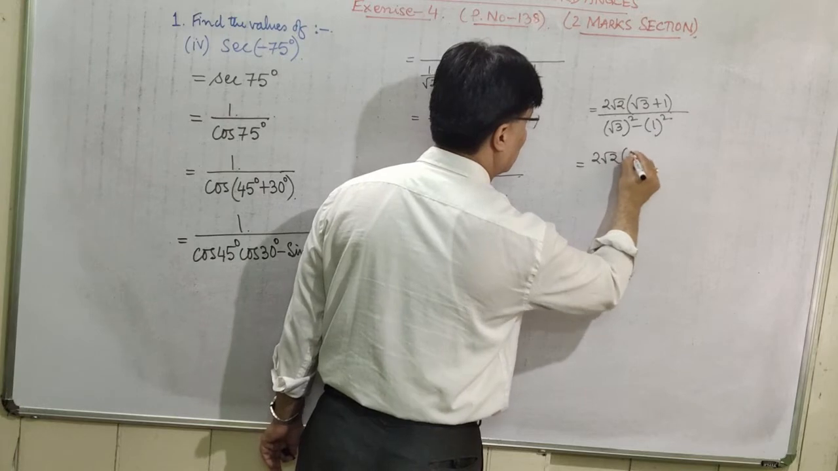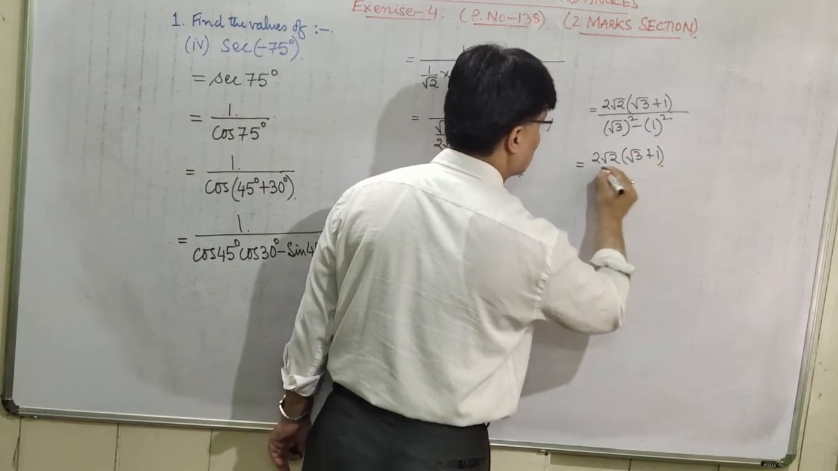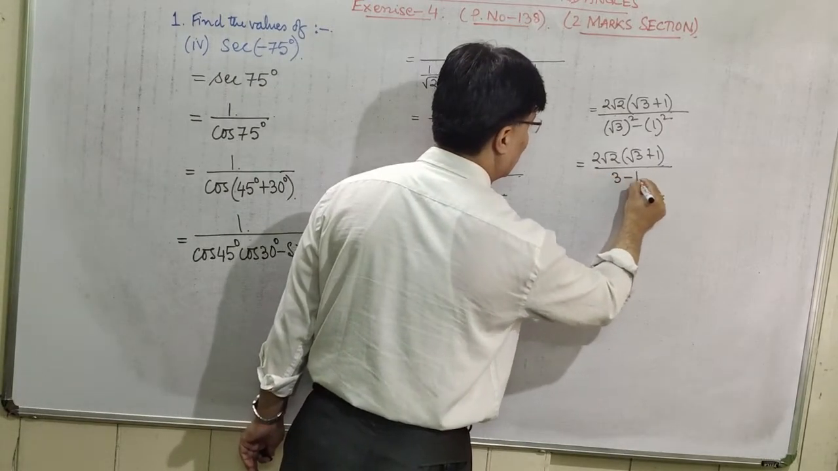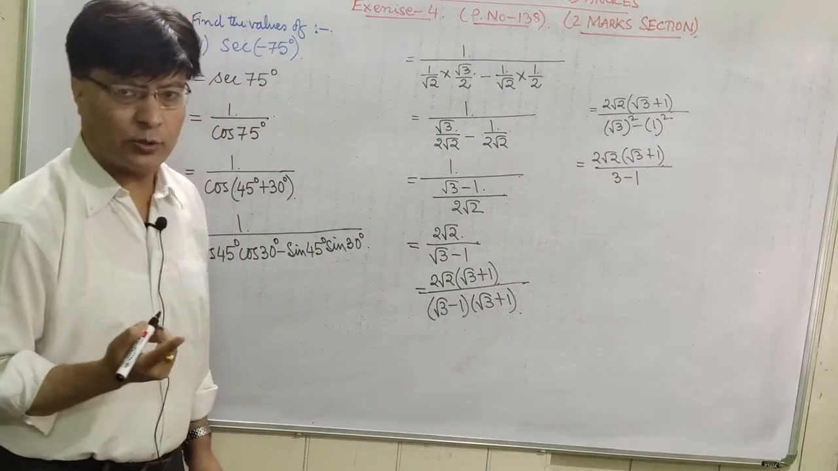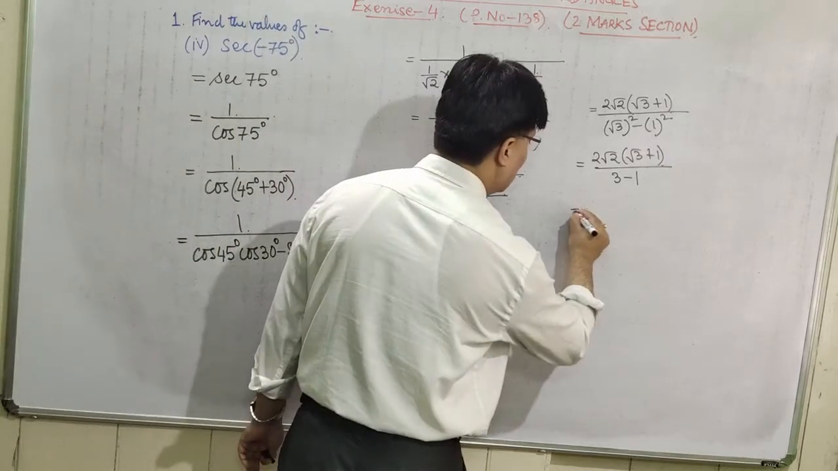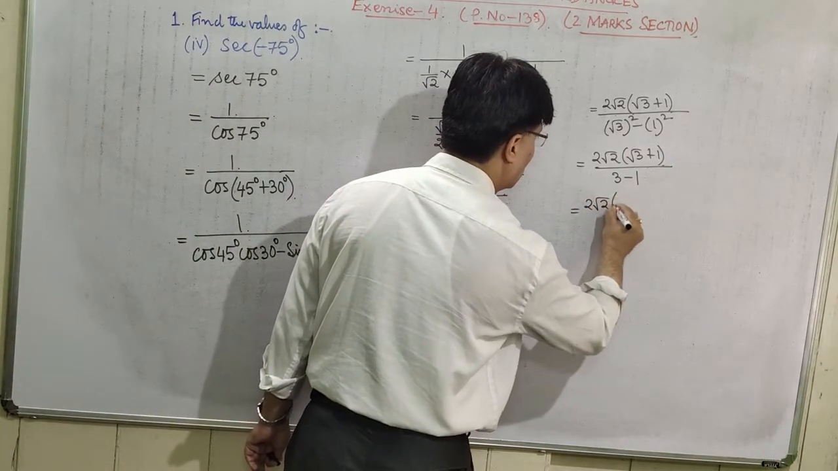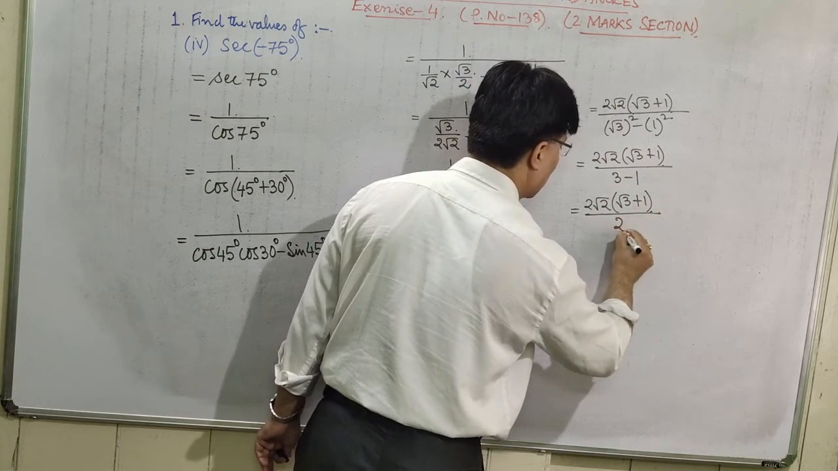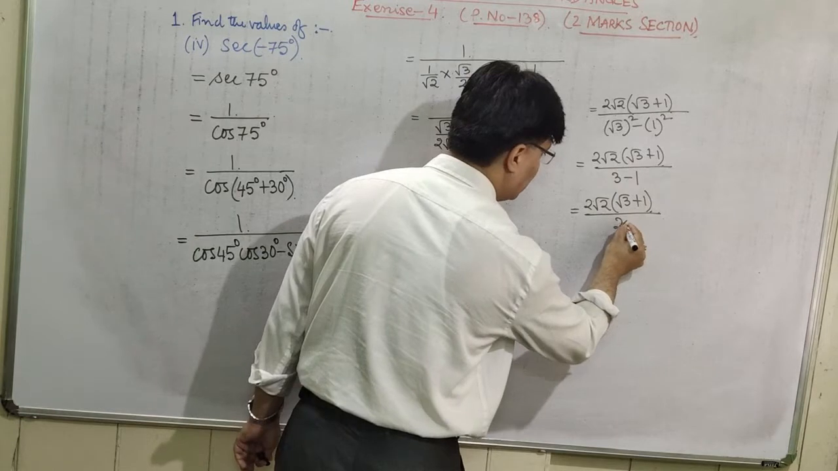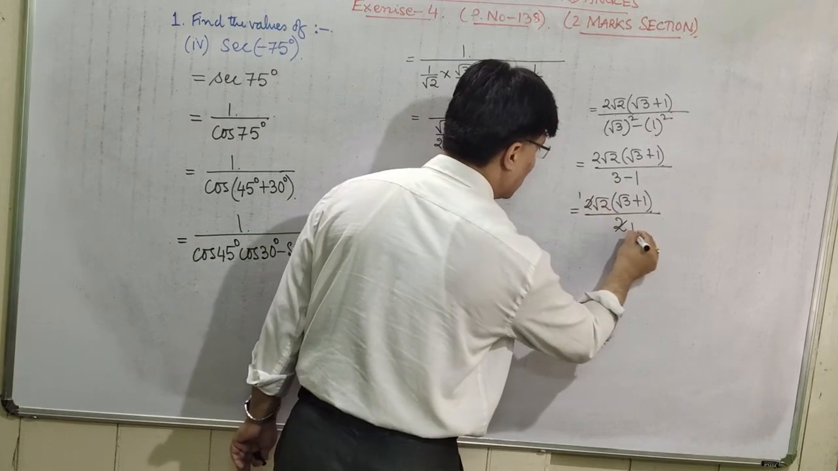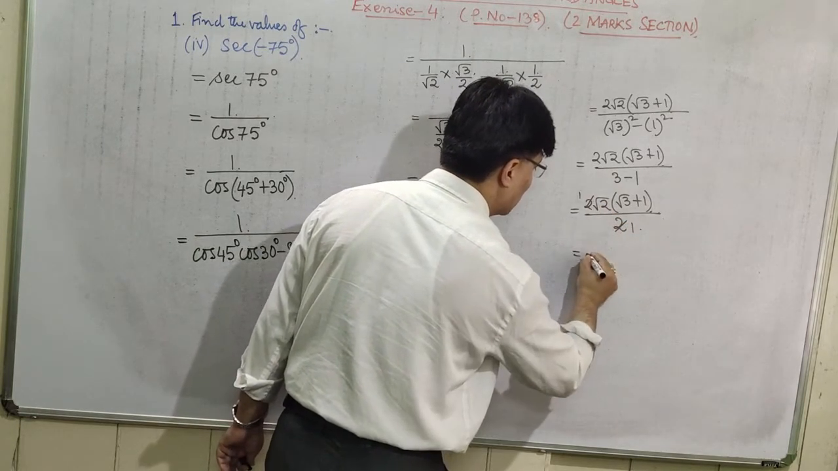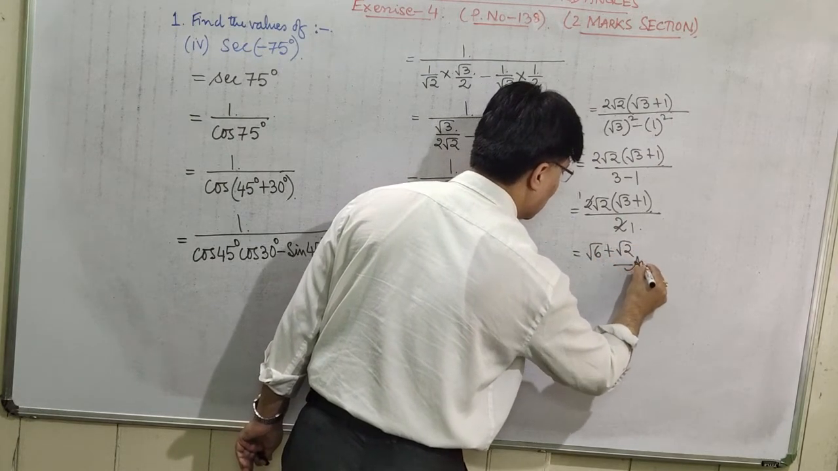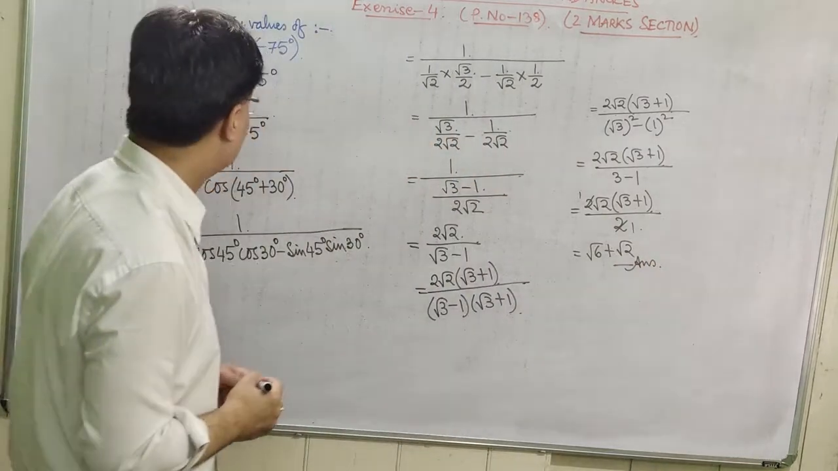Which is equal to 2 root 2 within bracket root 3 plus 1 divided by, what is root 3 whole square? That is your 3 minus, what is 1 whole square? That is your 1. So which is equal to 2 root 2 within bracket root 3 plus 1 divided by, what is 3 minus 1? That is 2. So cancel this 2. So now we can multiply: root 2 into root 3, root 6, plus root 2 into 1, root 2. So this is the final answer.